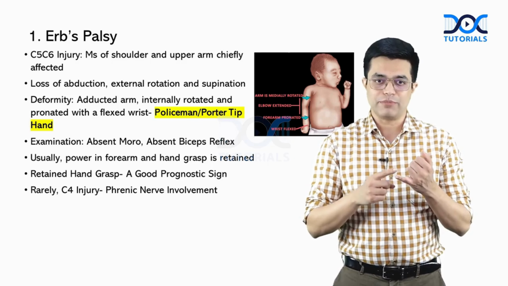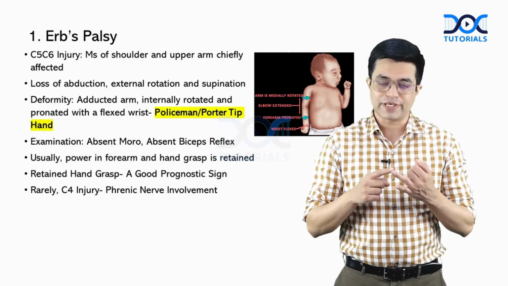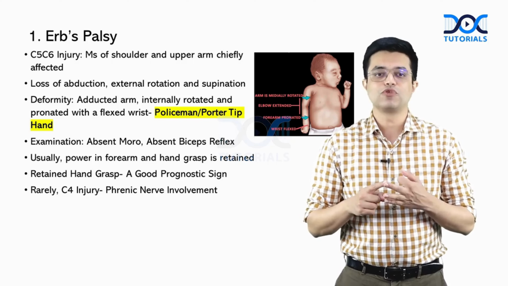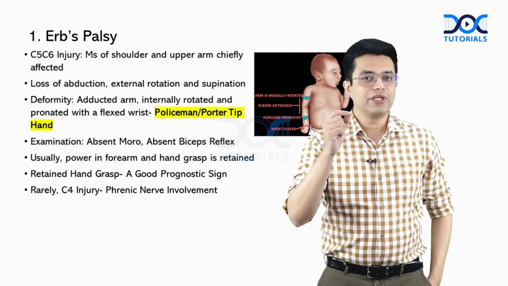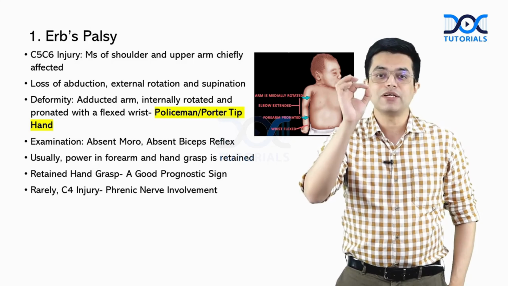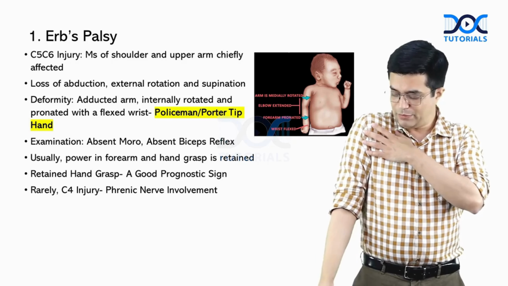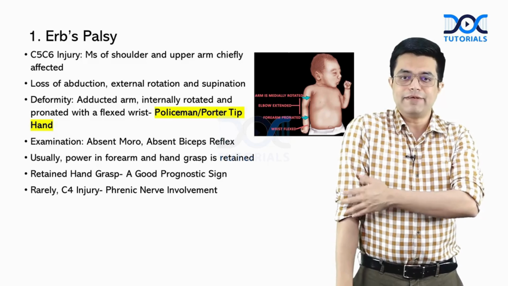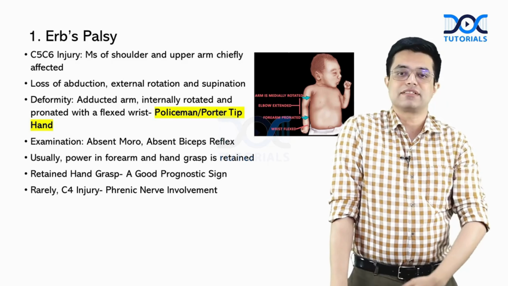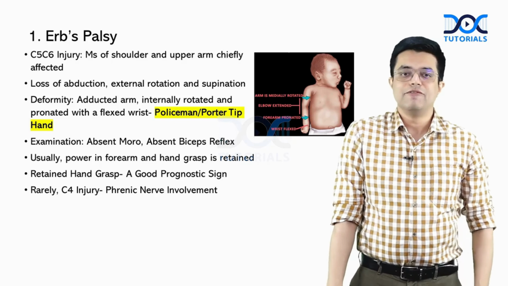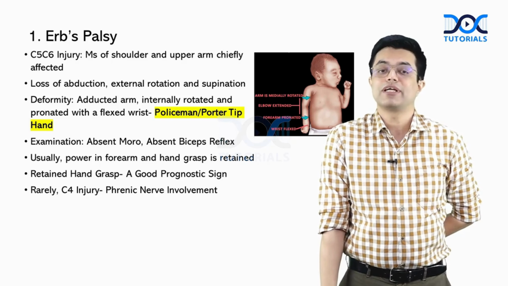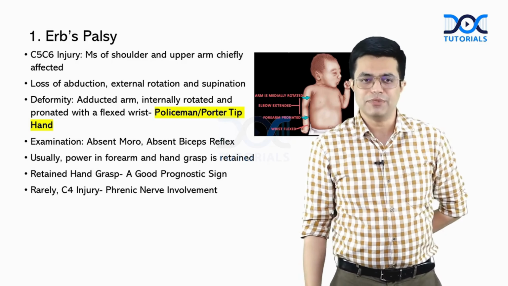There is loss of abduction at the shoulder, loss of external rotation, and loss of supination. So the typical deformity produced is called the policeman or porter's tip hand. What is this? There will be adduction of the arm, it will be internally rotated, and it will be pronated with a flexed wrist. So this type of hand will be seen in the policeman or porter's tip hand. You have read about it in your MBBS as well.